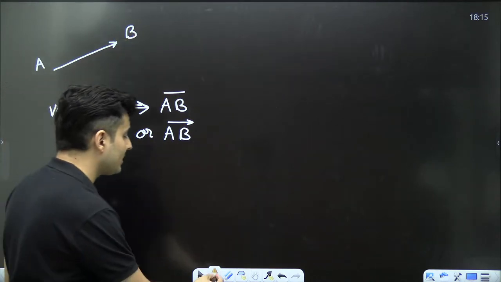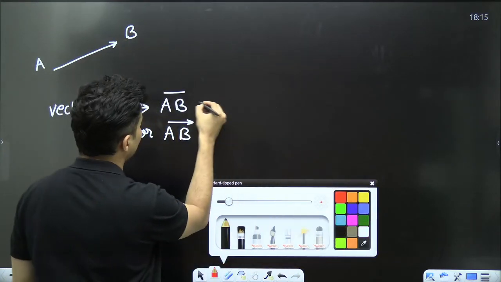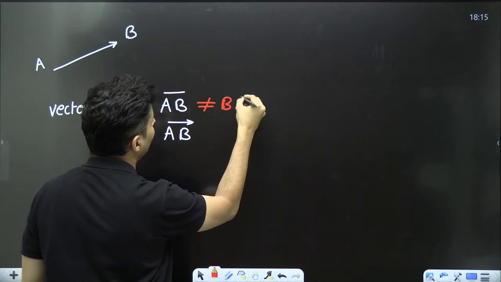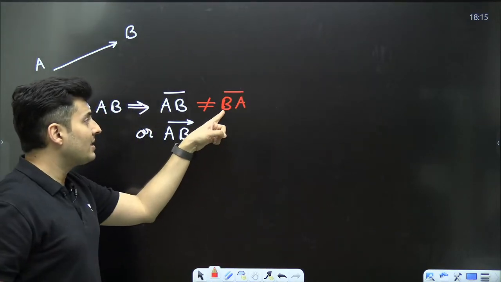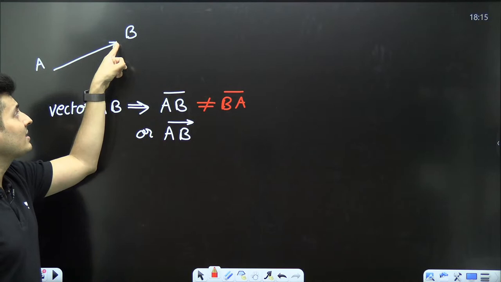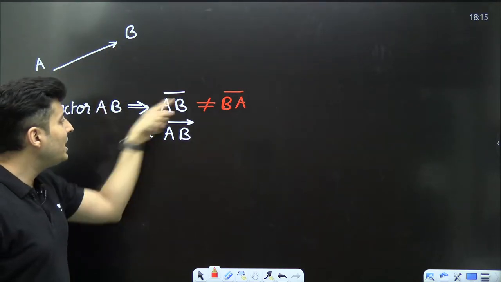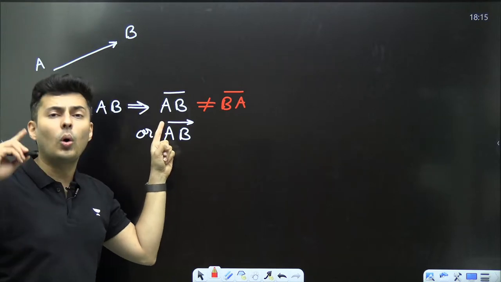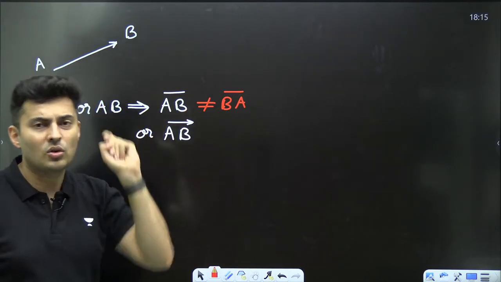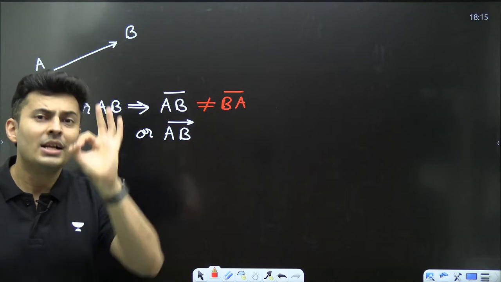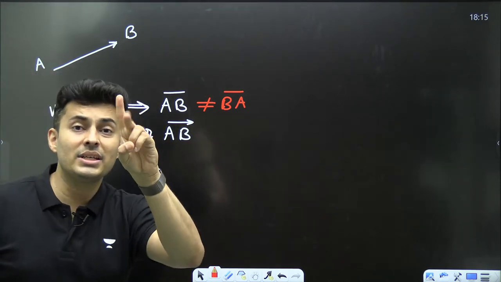This is not the same as writing BA. When I write this alphabet first, that means B is the tail and then A is the head. But actually A is the tail, B is the head. So the first alphabet is always the tail, the second alphabet is always the head. Is that okay? Now this is writing it using two alphabets.